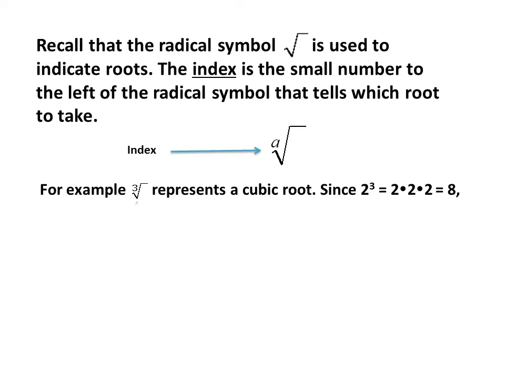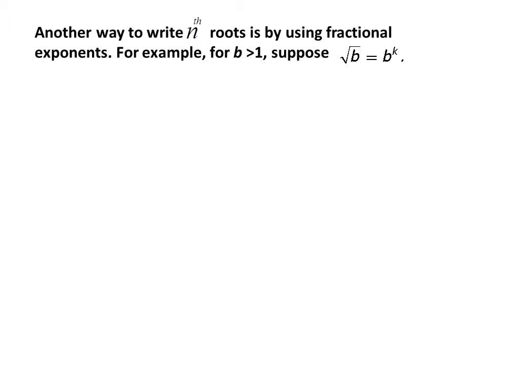For example, you can see the radical sign has a 3 in front of it. Now that 3 represents the cube root. Cube means 3. For example, 2 cubed is equal to 2 times 2 times 2, which is 8. Therefore, I would say the cube root of 8 is 2. Okay, here we go. See that example? Understood?